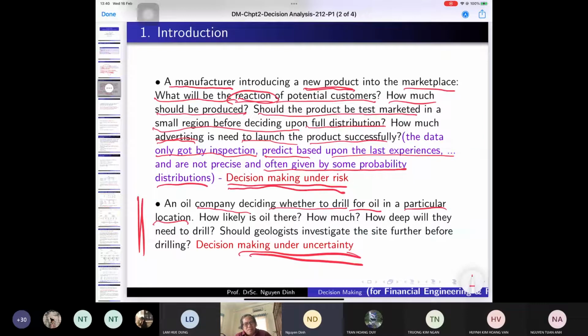And so around there, 1 kilometer from here, they can drill for oil. So the company buys this land, and they hope that they also can drill for oil on this land. But how likely is oil there? Is there oil in this land or not? How much, and how deep do we have to drill to get oil?